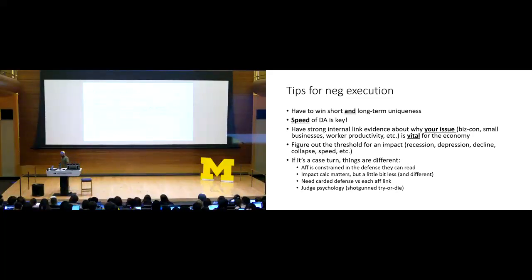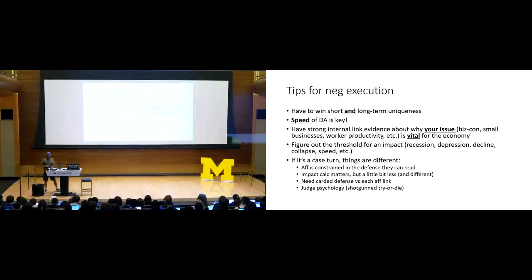When you're debating this advantage, make sure that you understand what each of their links are. Okay, so if you're neg and you want to go for the econ turn versus their advantage, I might start the 1AC cross-ex by saying, can you describe each of the specific internal links that you have in the 1AC for why you help the economy and why they are key to the economy?